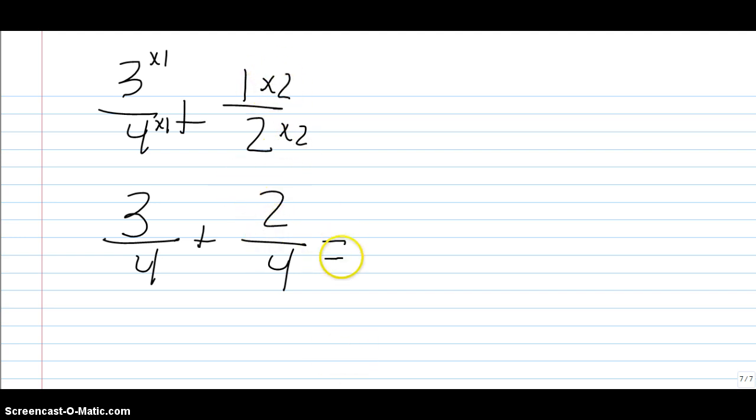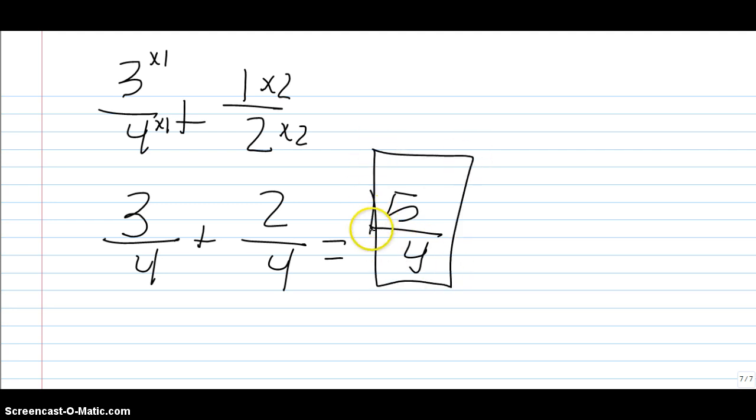Now we have the same denominator, like we just previously learned how to do, so now you can add the top and keep the same denominator. So 3 plus 2 will give you 5, so your final answer here will be 5 over 4.